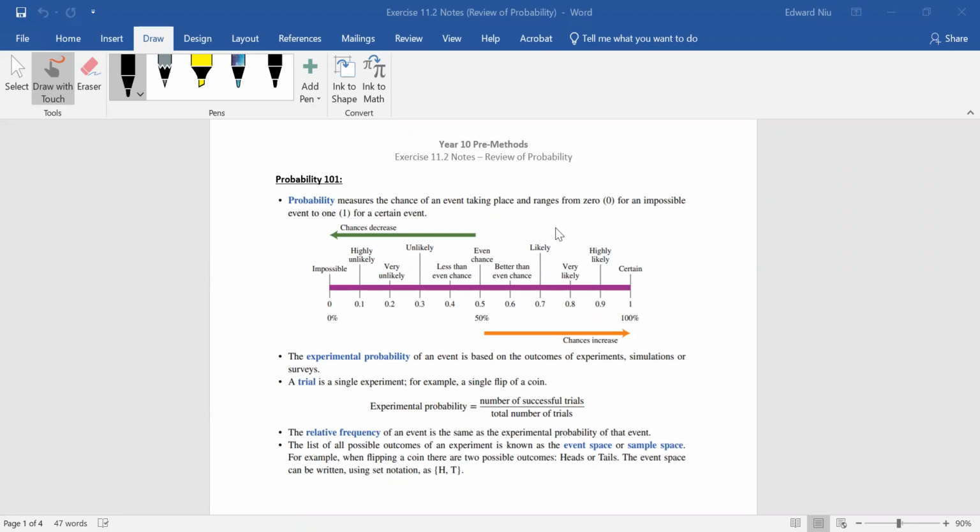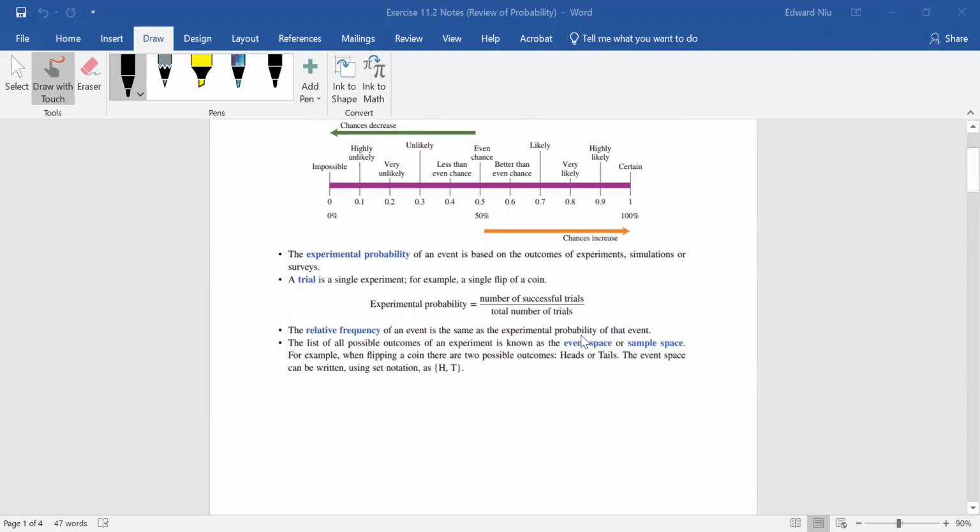Today in exercise 11.2, we are going to review everything we've learned about probability, hopefully up to this point in year 10. So basic introduction, probability just measures the likelihood of an event happening from a scale of 0 being impossible and 1 being certain. Now, whenever we see these absolute numbers like 0 and 1, convert it to percentage by multiplying the decimal places by 100, and you'll get 0% for impossible. 1 will become 100%.